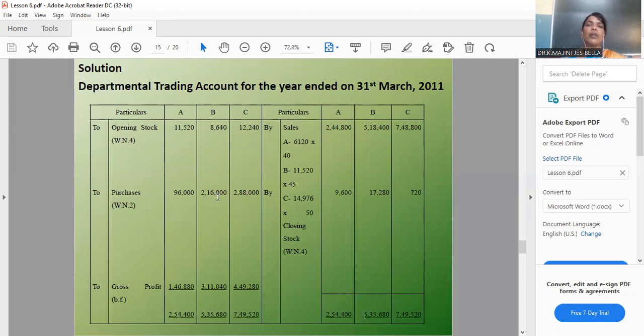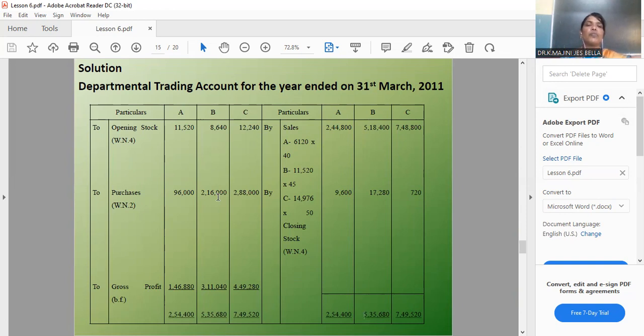Then you come to this department C. Just you total it. Department C, 7,49,520. You subtract opening stock 12,240 and the purchase 2,88,000. Then you will get 4,49,280 for the gross profit for department C.